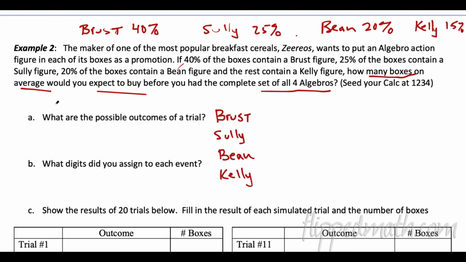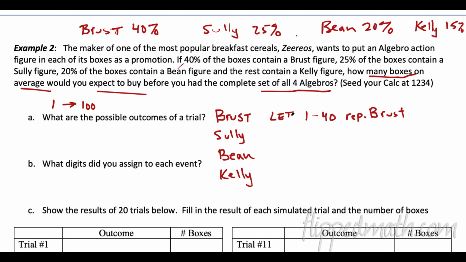So what I can do is select random digits from 1 to 100. And if I divide those digits out with these proportions, we can simulate by pulling numbers, and then it'll tell me whether I get, as an outcome, a Brust, Bean, Sully, or Kelly. So you have to make sure you divide these numbers up in the correct proportions. Let's start easy. Brust, 40%. So if I let the first 40 digits, 1 through 40, represent Brust.